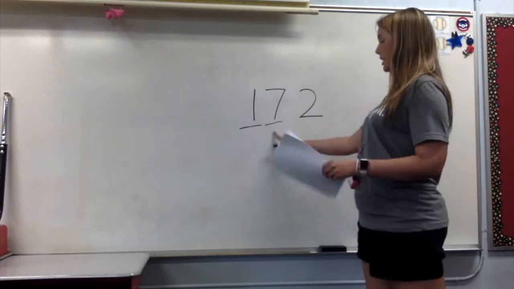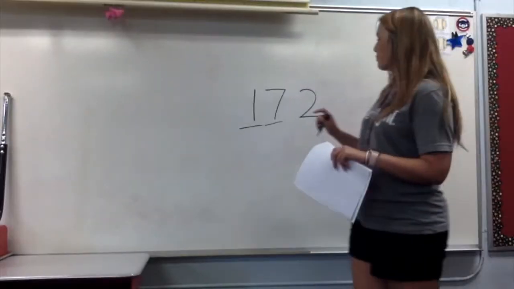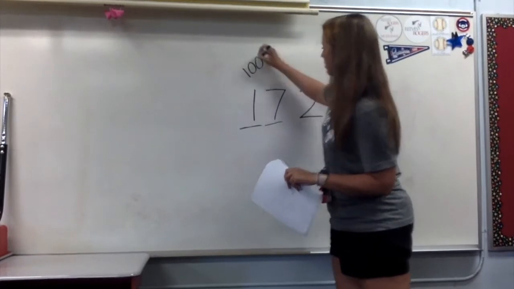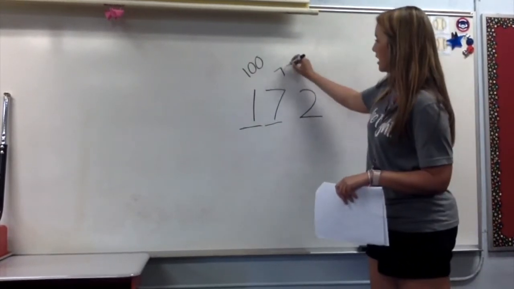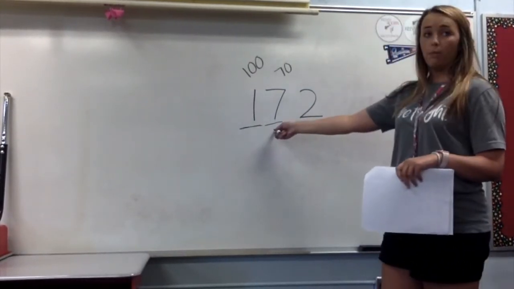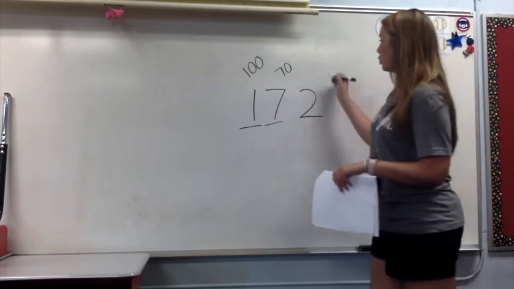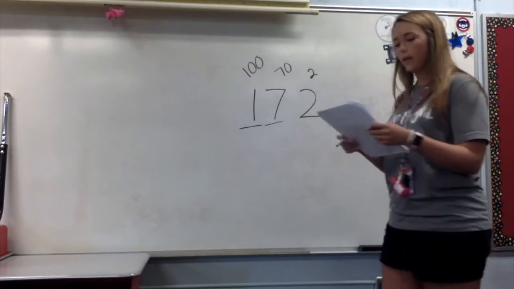So we have 172. Okay, so if we broke it down, that means we have 100 in the hundreds place. We have 70 in the what place? Tens place. And we have 2 in the what? Ones place.